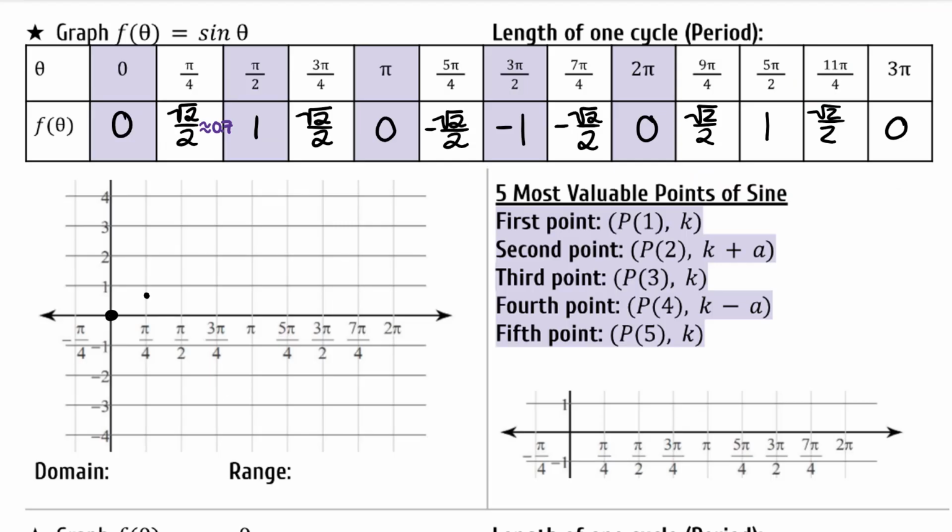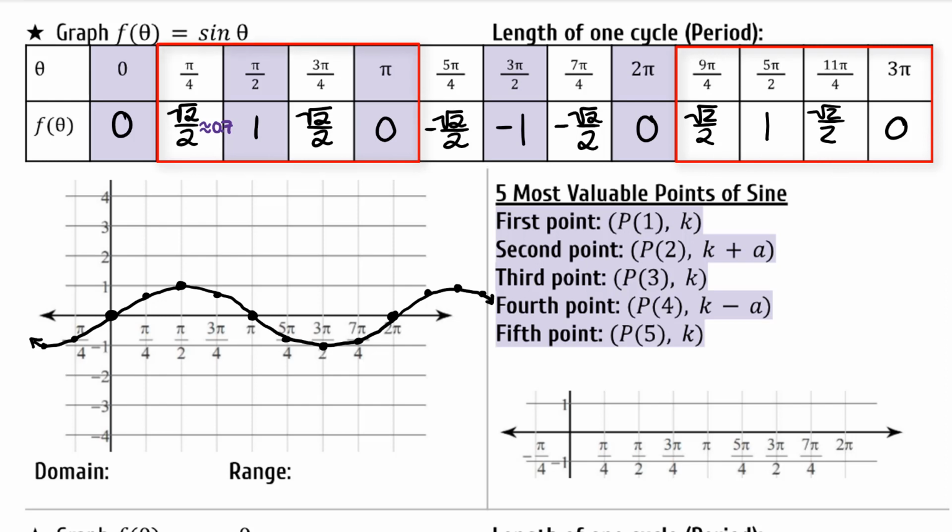Graph as many points as you can. I noticed that it starts to repeat a pattern, so I continued that to the left side. Now connect the points with a smooth curve. What do you notice after 2 pi? The curve repeats. This is called its period.